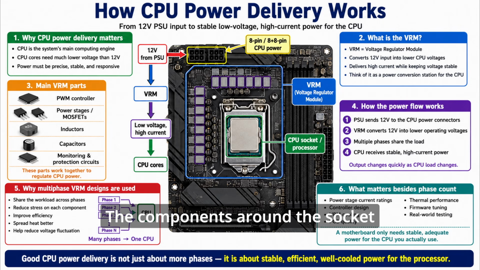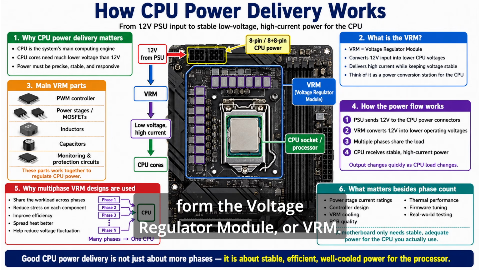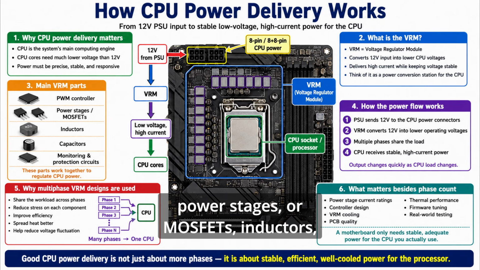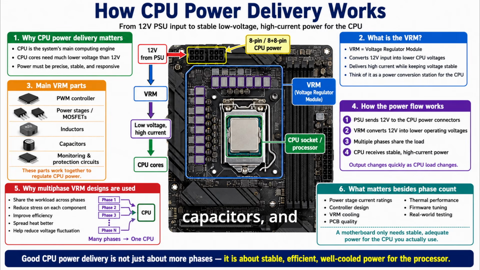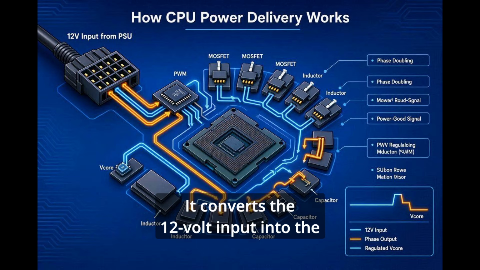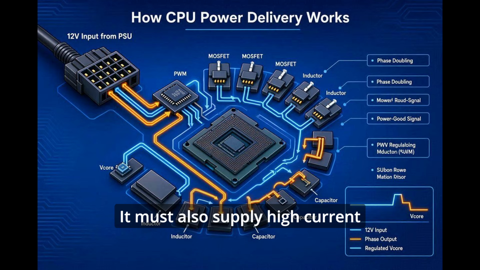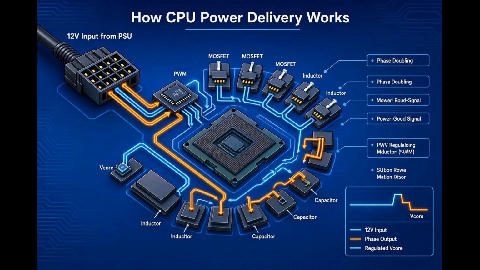The components around the socket form the voltage regulator module, or VRM. A VRM normally includes a PWM controller, power stages or MOSFETs, inductors, capacitors, and protection circuits. It converts the 12-volt input into the lower voltages required by the CPU. It must also supply high current while keeping the voltage stable.